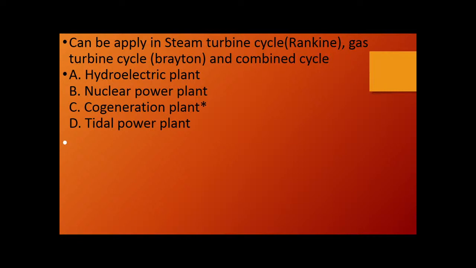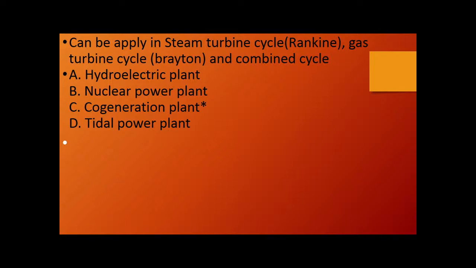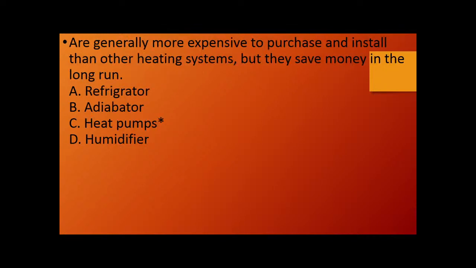Answer: cogeneration plant. The first commercial high bypass ratio engines had a bypass ratio of, answer, 5. In a Rankine cycle with fixed turbine inlet conditions, what is the effect of lowering the condenser pressure? The heat rejected will, answer, decrease.